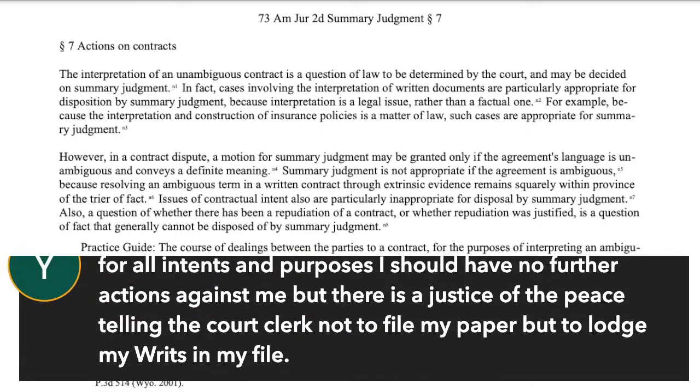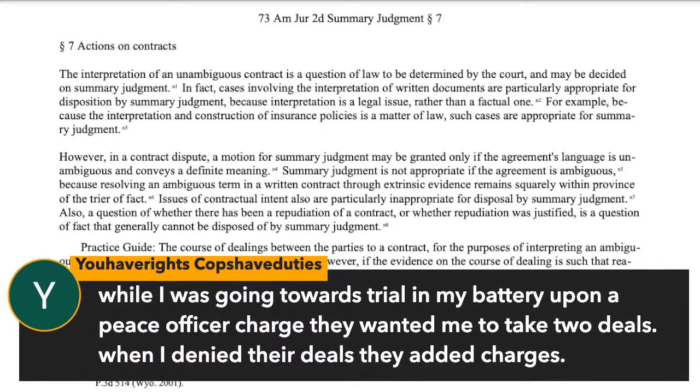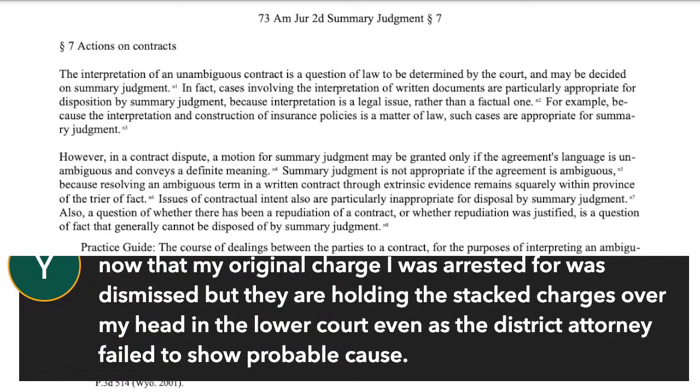Yeah, for all intents and purposes, I should have no further actions against me, but there is a justice of the peace telling the court clerk not to file my paper, but to lodge my writs in my file. Wow. While I was going towards trial on my battery upon a peace officer, they wanted me to take 2 deals. When I denied their deals, they added charges. Woo. Now that my original charge I was arrested for was dismissed, they are holding the stacked charges over my head in the lower court, even as the district attorney failed to show probable cause.